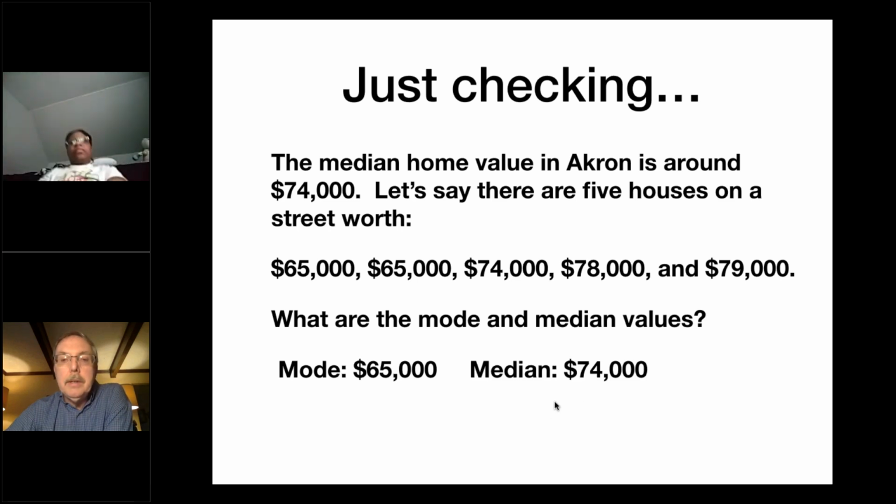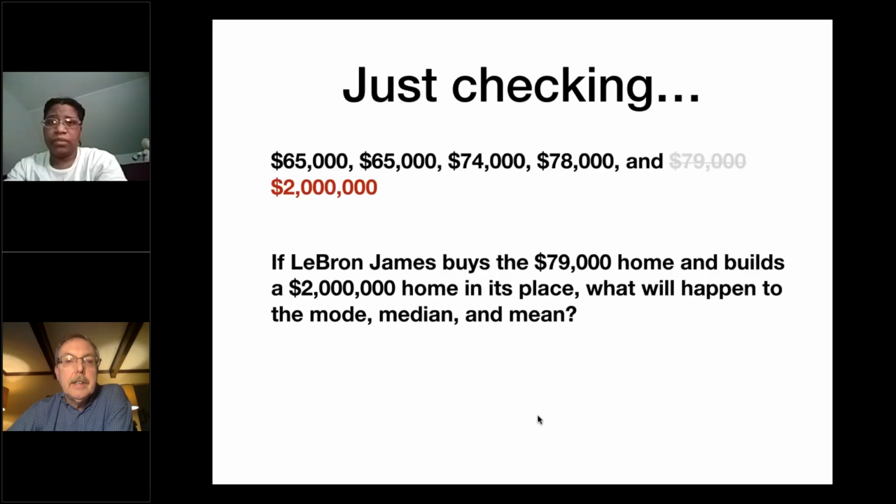And the median, or middle, is 74,000. Okay, now let's say we change the numbers a little bit. Since it's in Akron, and LeBron's from Akron, let's say that he buys that $79,000 home and builds a $2 million home in its place. Okay, so let's look at that and see how that is going to affect the mode, the median, and the mean.